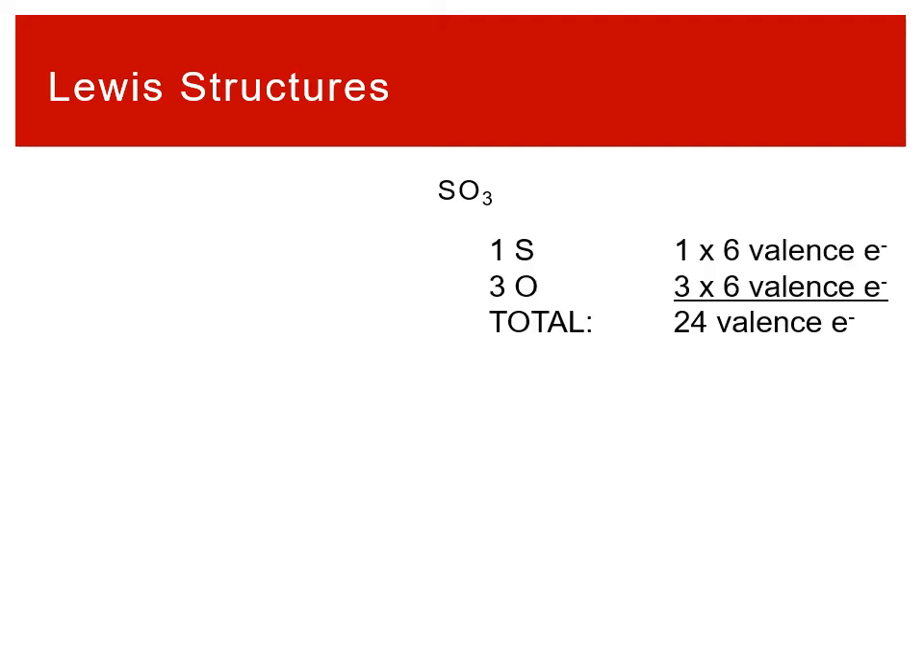So I know I have 1 sulfur and 3 oxygens, so that gives me a total of 24 valence electrons that I need to assign. So I'm going to put sulfur in the middle because it's first. It's also less electronegative than oxygen. It's beneath it on the periodic table, so it has a lower electronegativity.